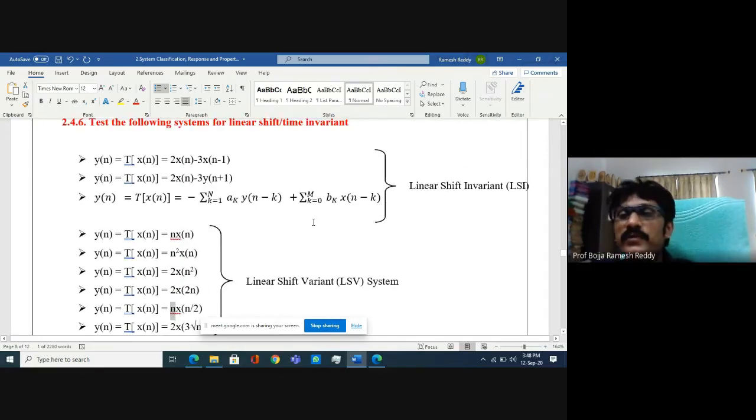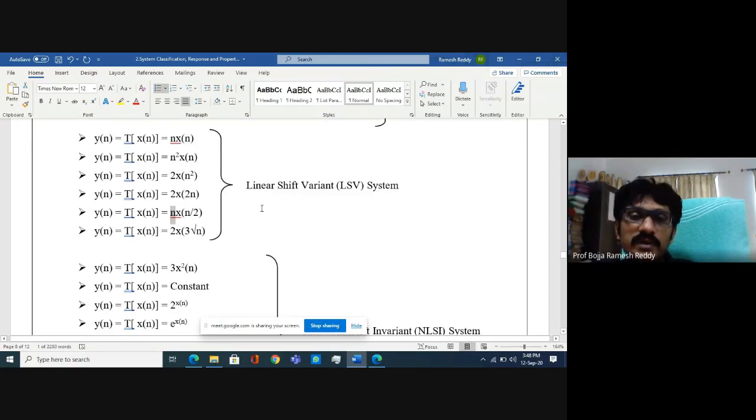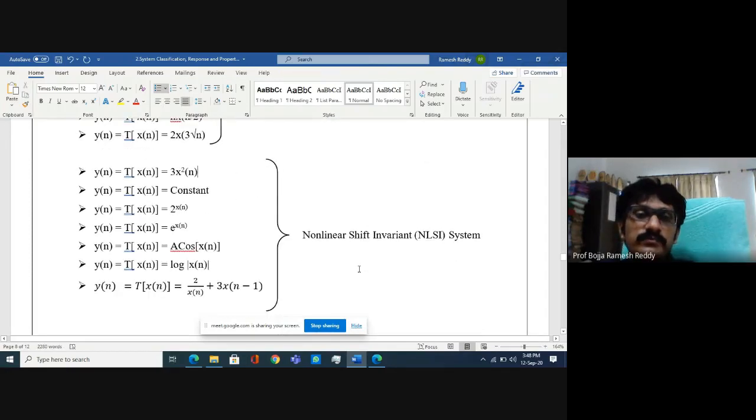In the first case, all three are linear and all three are shift invariant. But in this case, all the systems are linear, no problem for linearity, and fail at time invariance. All are shift variant systems. Then coming to the third set.